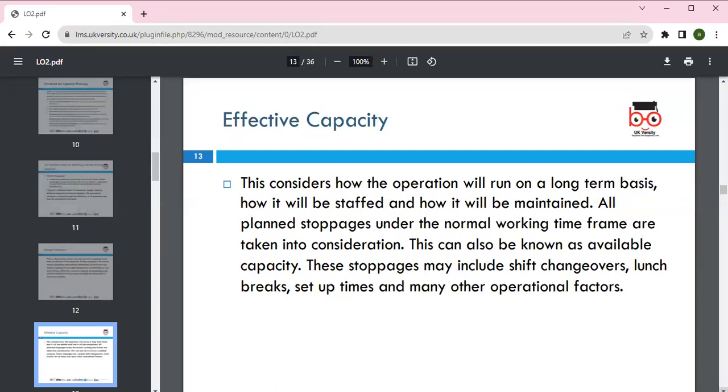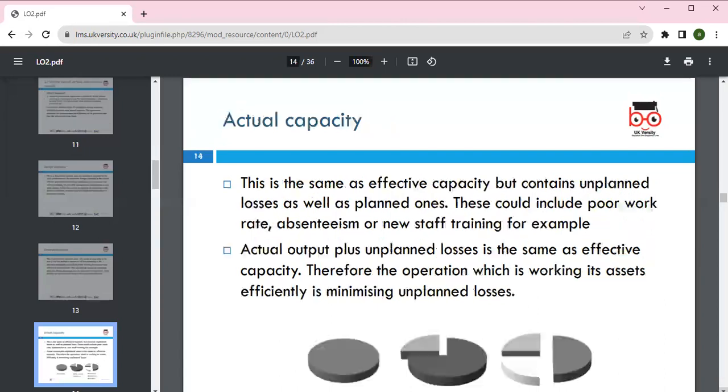Effective capacity considers how the operation will run on a long-term basis, and how it will be staffed and how it will be monitored, maintained, and all the planned stoppages under a normal time frame are taken into consideration. This can be known as available capacity. And the stoppages may include shift changeovers, lunch breaks, setup times, and so on.